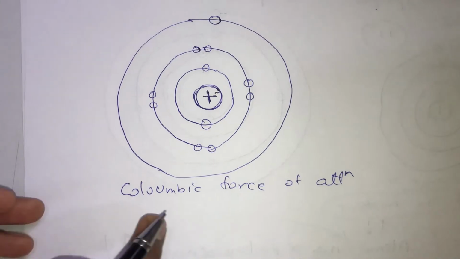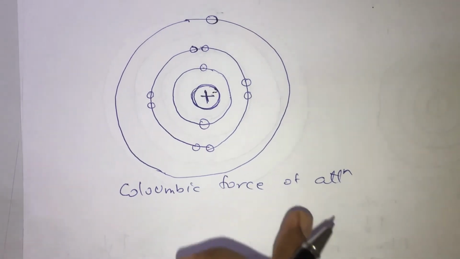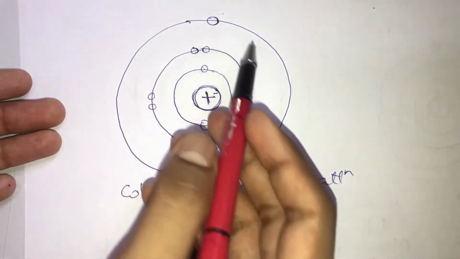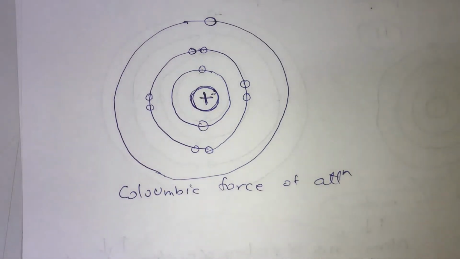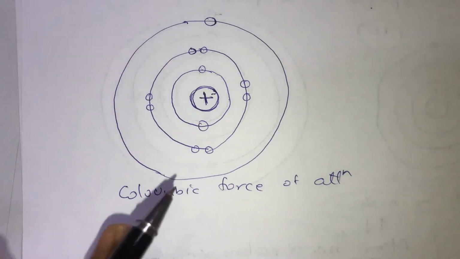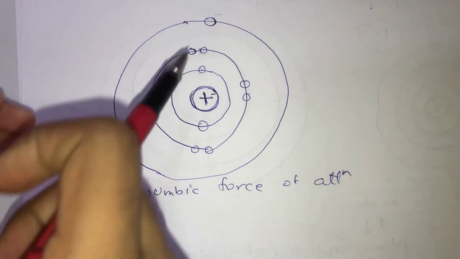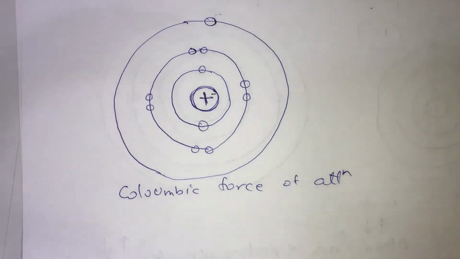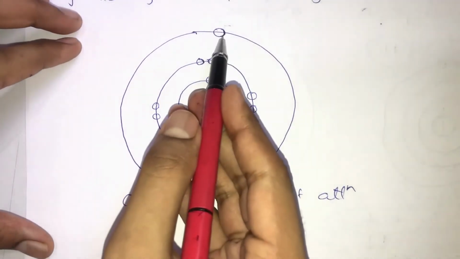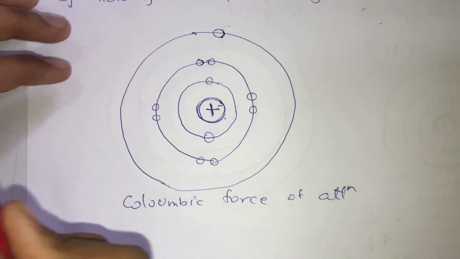If there had been an absence of Coulombic force of attraction, then it is obvious that the electrons would have easily moved outside of the atom. Now it is only because of the Coulombic force of attraction that the electrons are bounded to the nucleus. Now what happens is that, suppose I consider this electron and the nucleus.